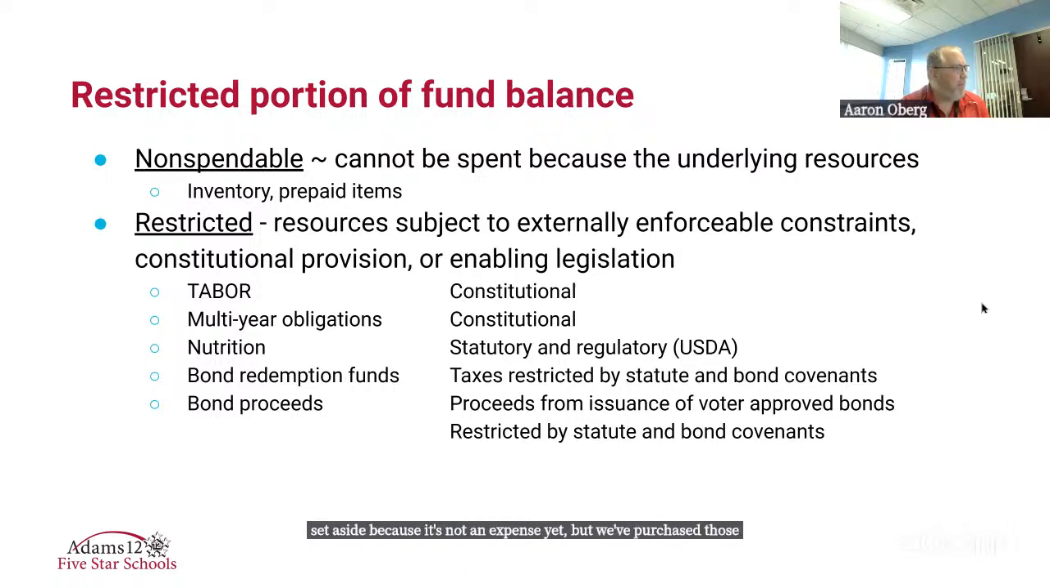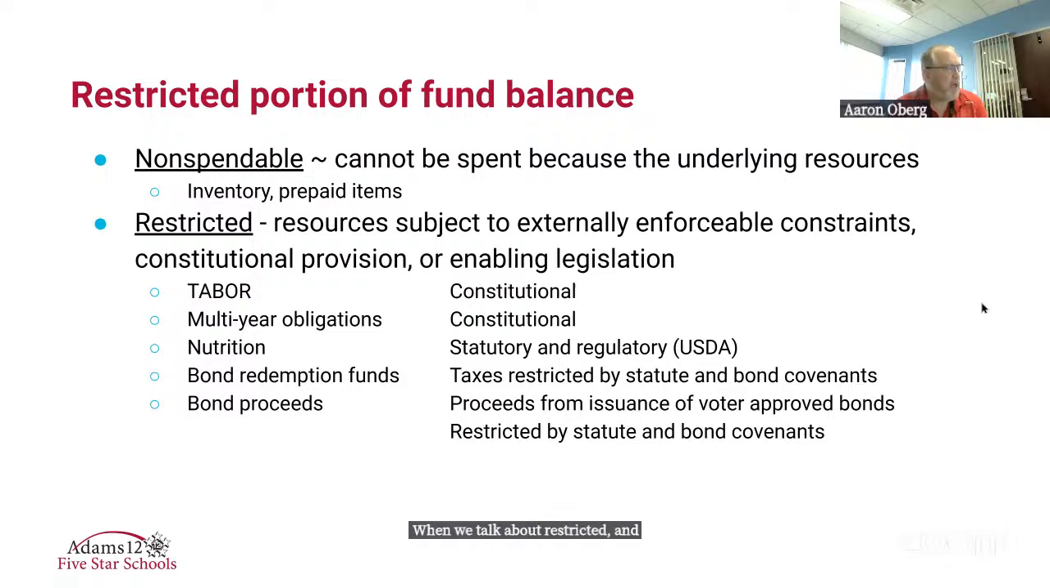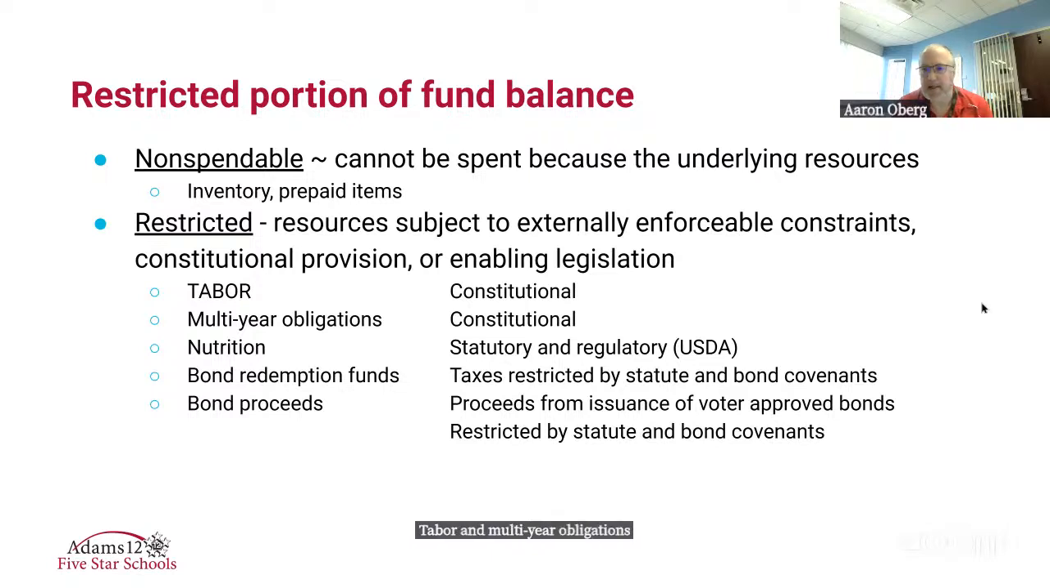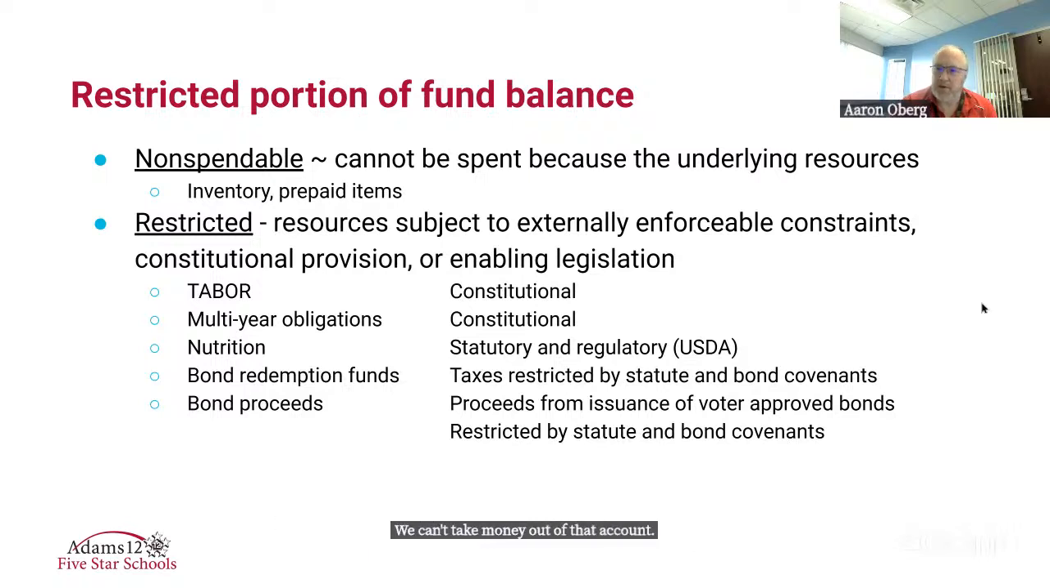We've prepaid for them. When we talk about restricted, and Mike, I know you had this specific question, TABOR and multi-year obligations comes directly out of the state constitution. Then nutrition comes from the USDA. If we have money that goes into the fund for nutrition, it cannot be spent on anything other than nutrition. We can't take money out of that account. We can't move it to the general fund. We can only spend it on allowable expenditures based on what the USDA allows.